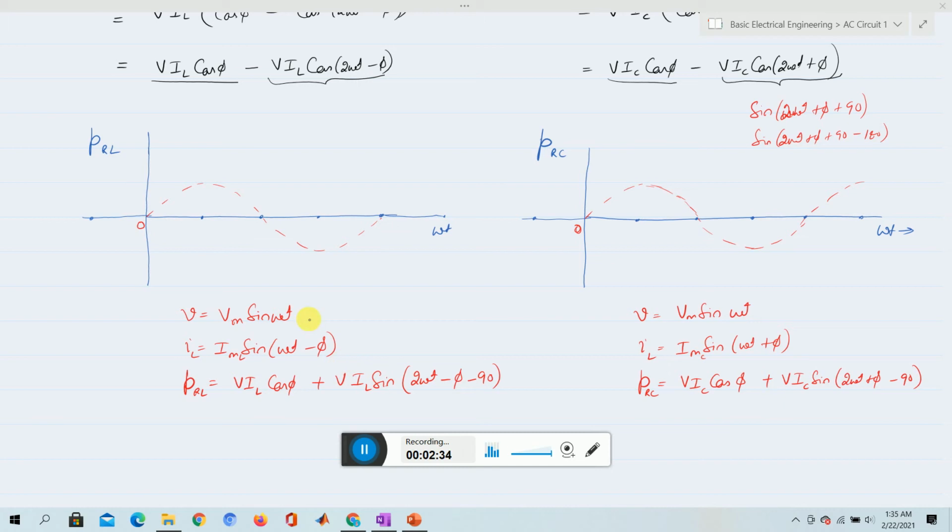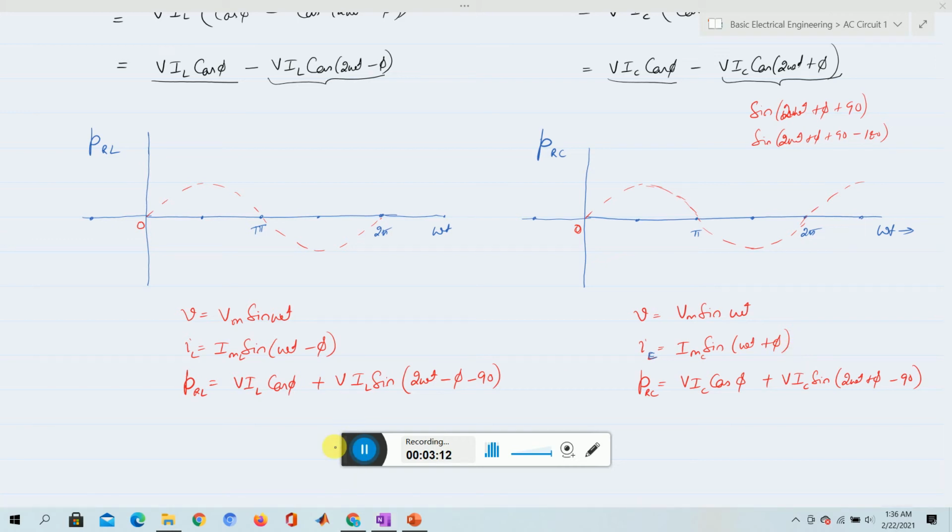Here we have the voltage waveform, because the voltage is a sinusoidal reference waveform. So Vm sin ωt is the dotted waveform of V. Here this value is π and this is 2π. The current I_L is lagging by φ, and this current I_C is leading by φ.